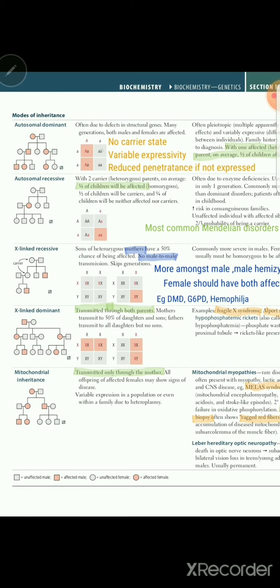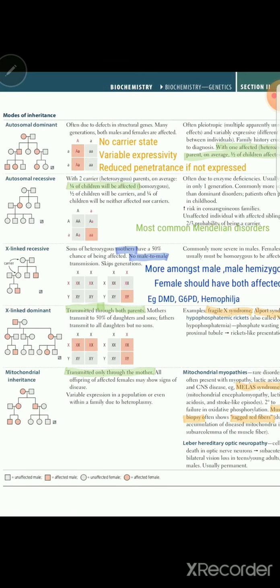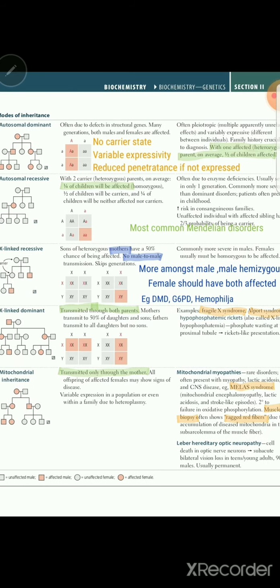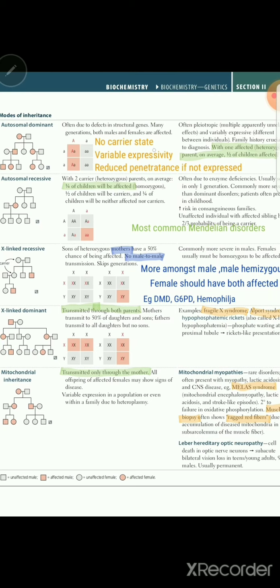Autosomal dominant, we know that we have 23 pairs of chromosomes, so only the 23rd is not involved, that is XY or XX. Any other chromosome is an autosome. Autosomal dominant means if one gene is affected, then it will be transmitted to almost half of the next generation, and one by two or 50% will be affected with one affected heterozygous parent. On average 50% of children will be affected, as MCQ asked. And there is no carrier state. If one has the gene, it expresses in most cases, and if it does not express, it is called reduced penetrance.